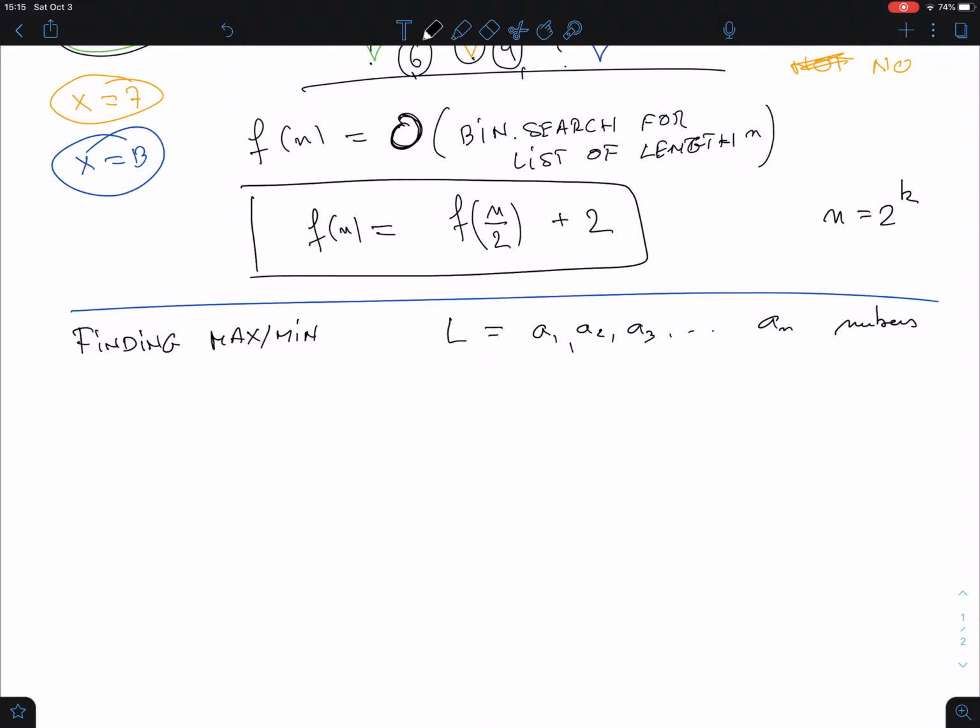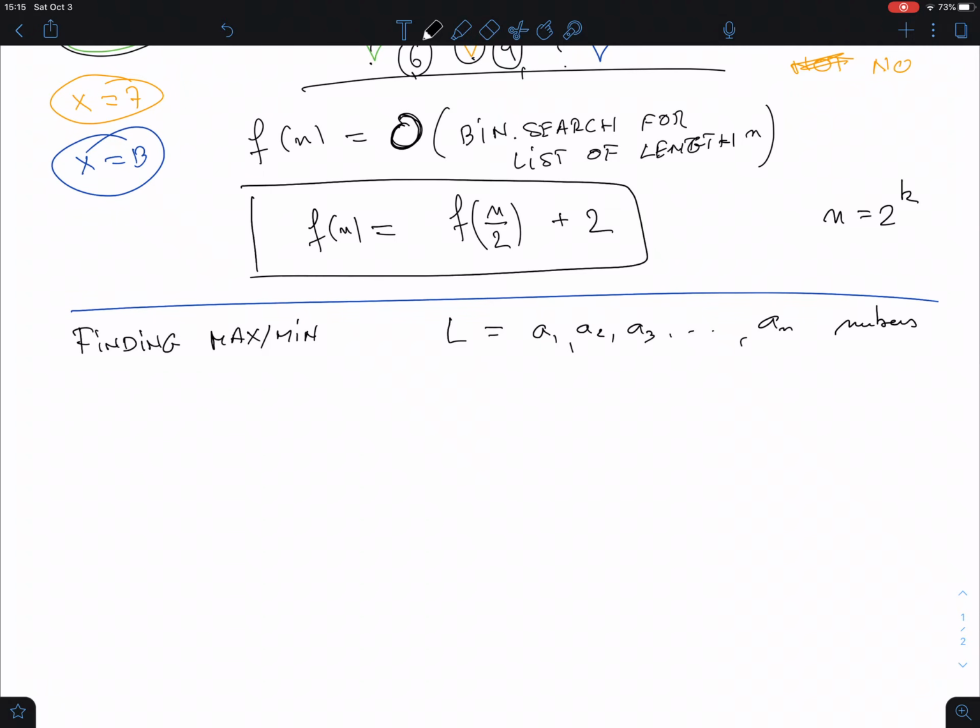Now, of course, this list is not ordered. If the list is ordered, finding the maximum is extremely simple. The minimum is the smallest one, the first one, and the maximum is the last one. But the whole point is that this is not a sorted list. So if the list is not sorted, what do we do? Well, it's basically the same thing.